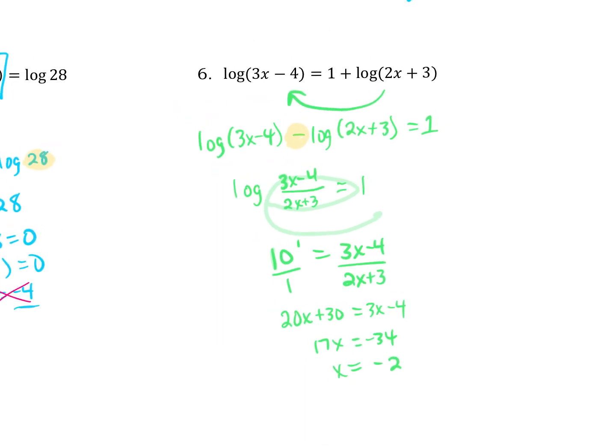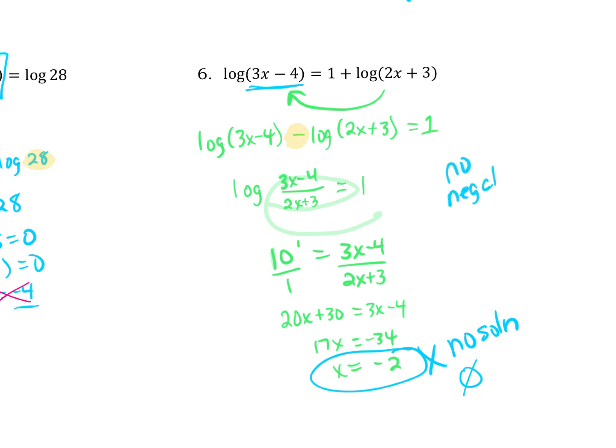So if we plug -2 in here for x, we're going to have 3 times -2, so -6 minus 4 is -10. That's giving us a negative argument, so this is no solution. I'm going to abbreviate that, just no SOLN. So all of that work, and we found that there's no solution. It happens. Okay? If you need to put a reminder here, no negative arguments. That might be a good reminder.